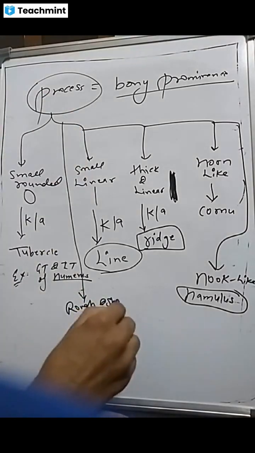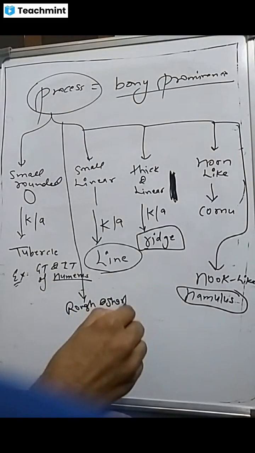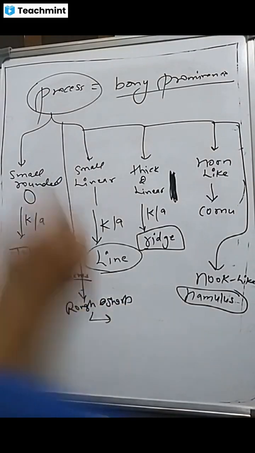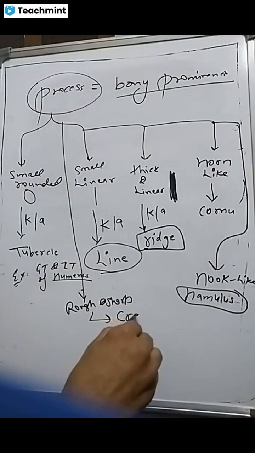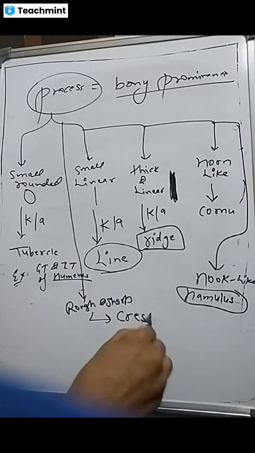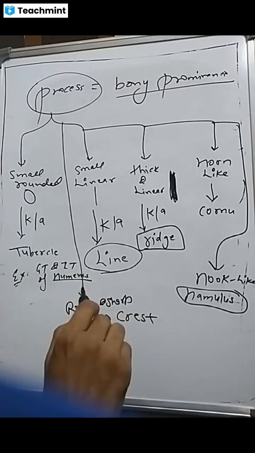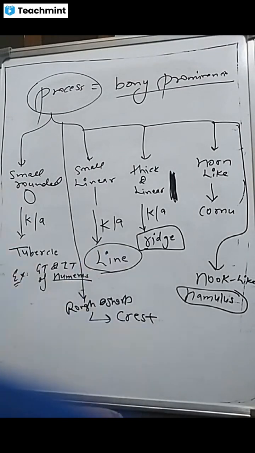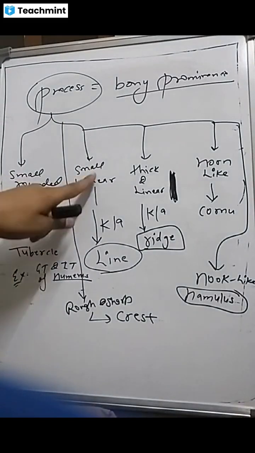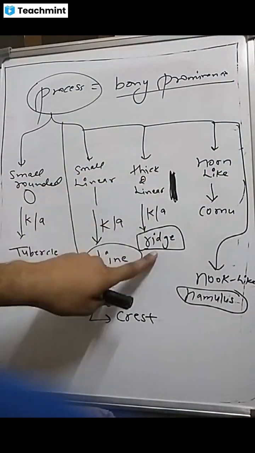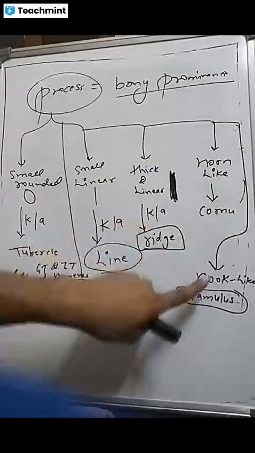Rough and sharp is known as crest. So some of the examples: when it is rounded, it is tubercle; linear but thick, ridge; horn-like, cornu; and hook-like is hamulus.